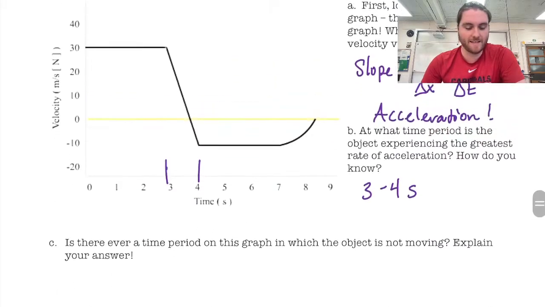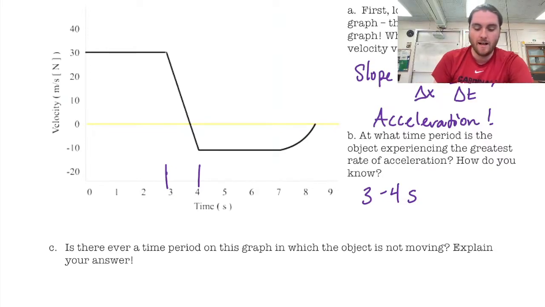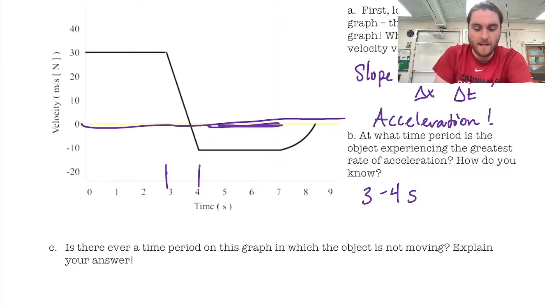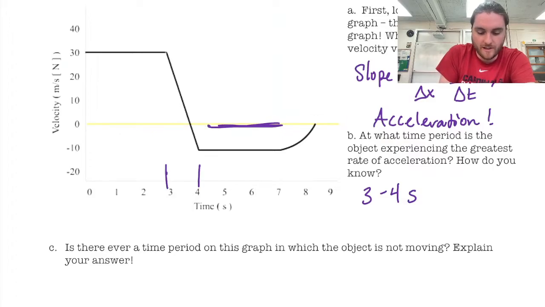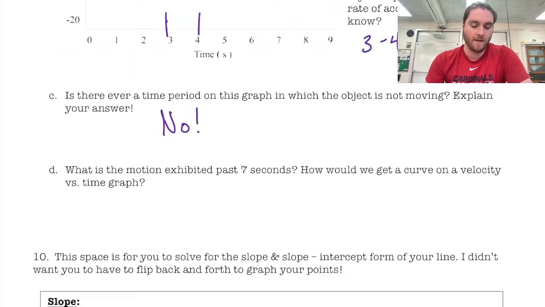And last but not least, is there ever a time period on this graph in which the object is not moving? Explaining my answer, I would have to have a horizontal line right here somewhere on the 0. Since I do not have a horizontal line anywhere on 0, then immediately I say no, there is not a time in which the object is not moving.